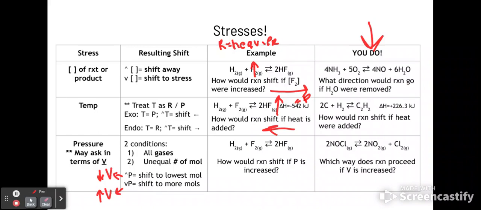So now my example says, how would the reaction shift if pressure is increased? So first, let's make sure everything is gas. So we've got a gas there, gas there, gas there. We have met the first condition. Now we need unequal number of moles. So if there's not a coefficient out front, we know that's a 1. So on the reactant side, I've got 2. On the product side, I've got 2. Well, I've got equal number of moles here, so there is no shift because I don't have an unequal number of moles. So now you can pause the video and try your 3 you-dos here.